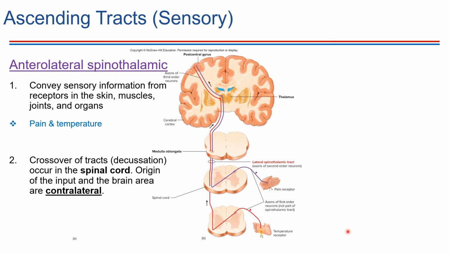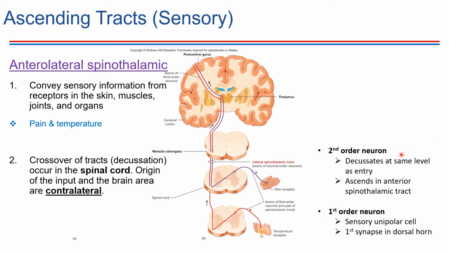So functionally, we're going to see the same thing. We're going to have this first order neuron coming in, but it's going to synapse right away. And then that second order neuron is going to decussate, so it's going to cross over at the same level of spinal cord, come up in this anterolateral spinal thalamic tract up to the thalamus on the opposite side, so that'd be the contralateral thalamus. It's going to synapse there just like before, and then go to that third order neuron, going all the way up to the cortex. So this will be pain and temperature, going to that same homunculus here. So those are our sensory tracts.